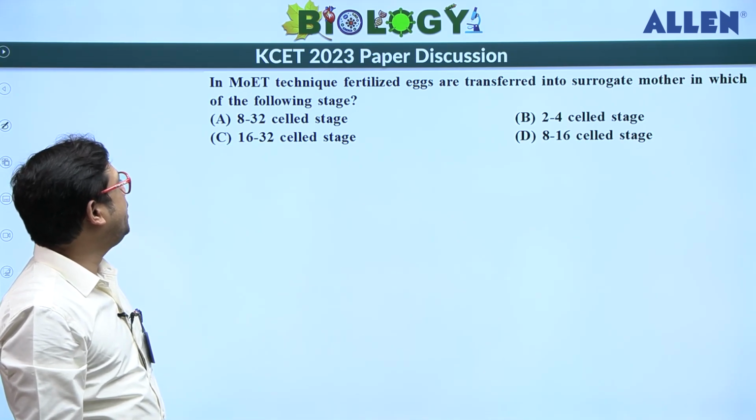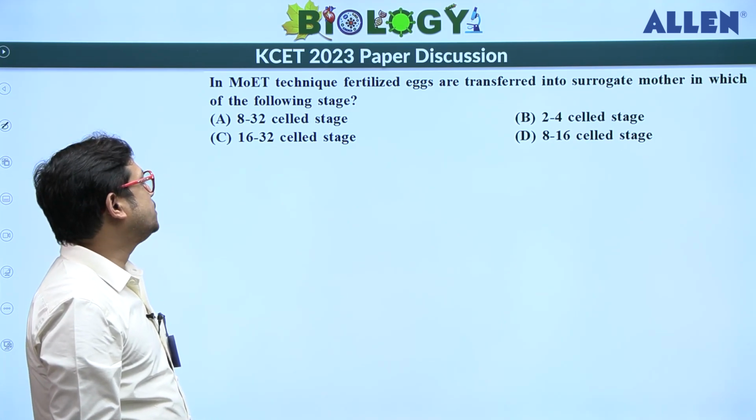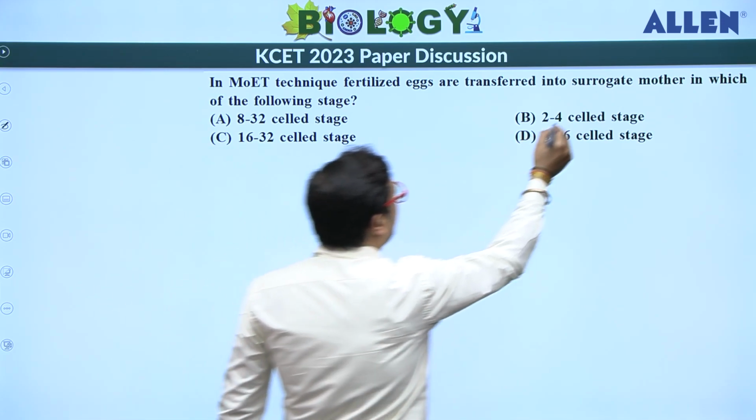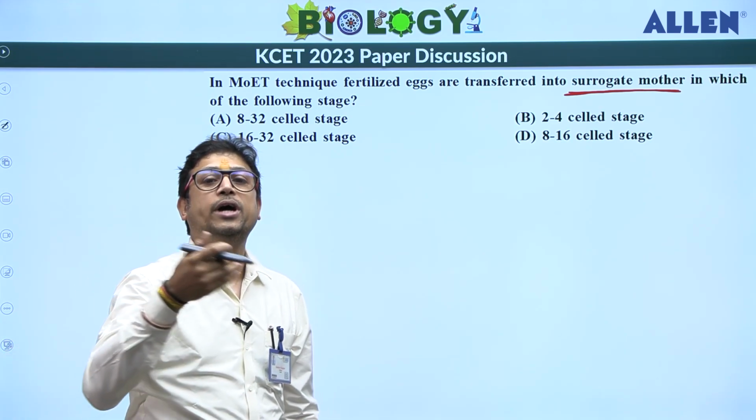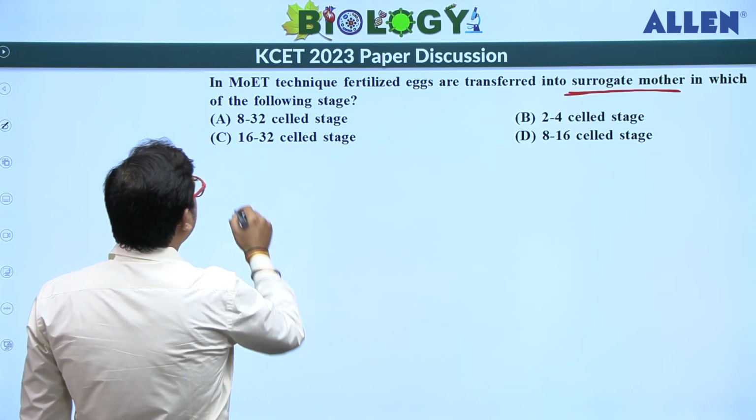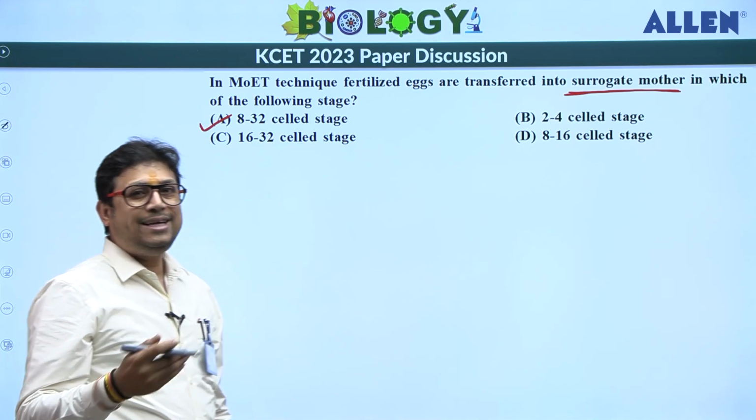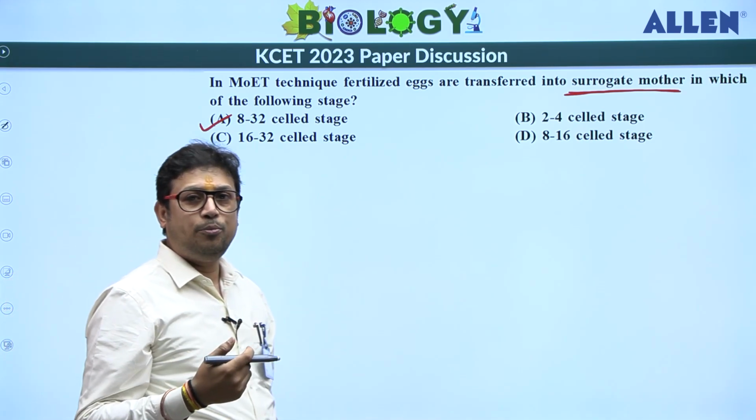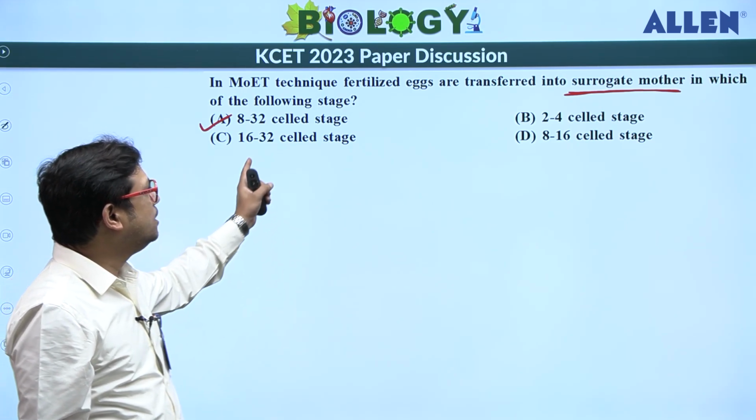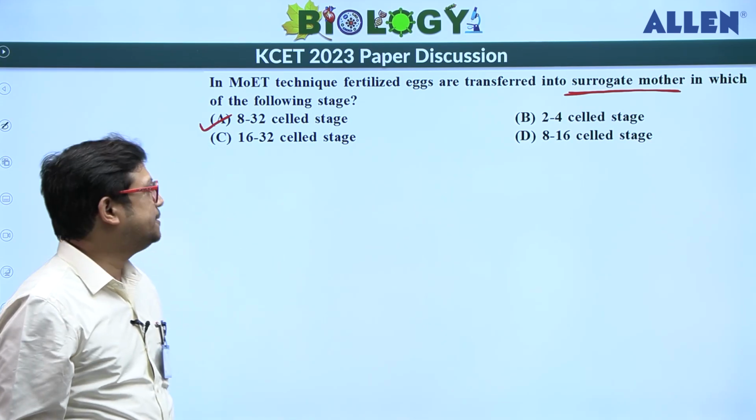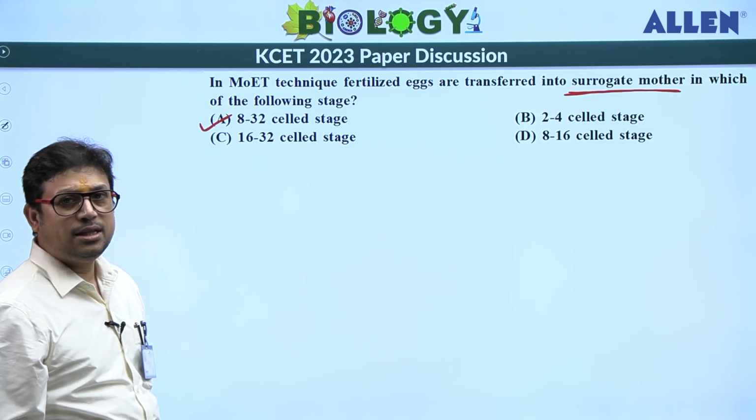In MOET, multiple ovulation embryo transfer technique, fertilized eggs are transferred into the surrogate mother at which of the following stages? It is talking about the surrogate mother. It is not mentioning whether into the fallopian tube or into the uterus. So directly we can take the 8 to 32 cell stage. Up to the 8 cell stage, generally we transfer into the fallopian tube, and if it is more than 8 cells, then it is to the uterus. So here the answer should be 8 to 32 cell stage. 32 cell is nothing but the morula stage.